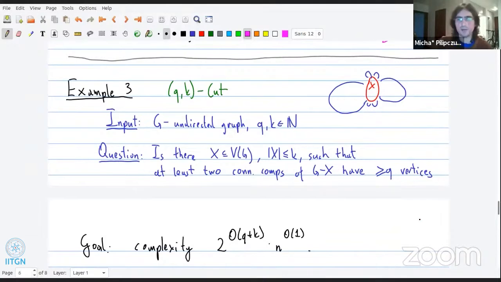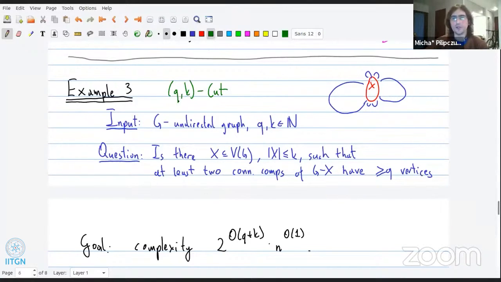So I think I have time to talk about the third example that I wanted to show to you. It will be sort of similar to the second example, but I wanted to highlight here another feature of the technique that is worth seeing at some point.